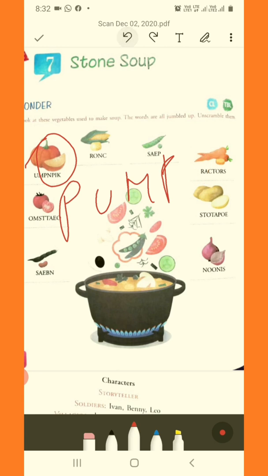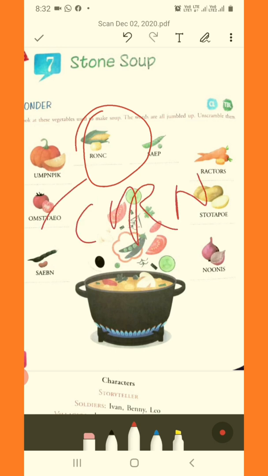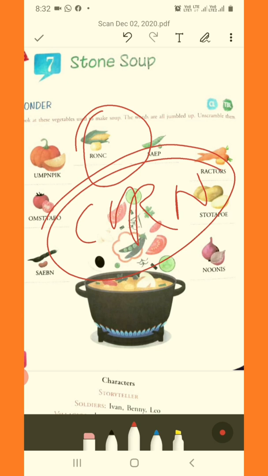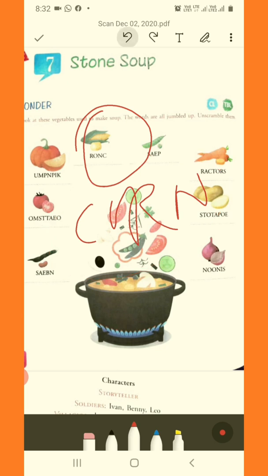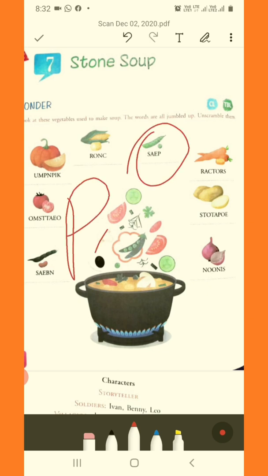Then what do we have? What is it? RONC. What will it be? It will be corn, right? CORN. In Hindi we call it makai. Makka. Punjabis call it makke. Okay. Then what do you think is this? Peas, right? PEAS.